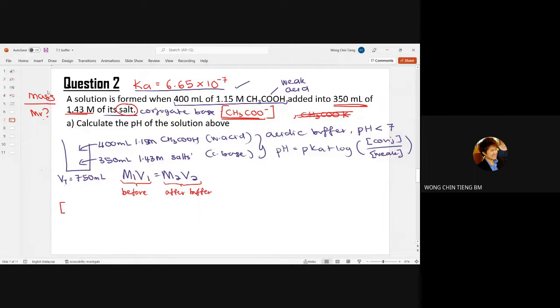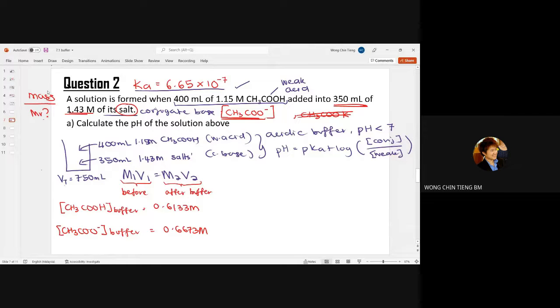So, the new concentration of your CH3COOH at the buffer, over here, I get 0.6133 molar. And over here, CH3COO minus at the buffer, I get 0.6673 molar. Correct me if I'm wrong.